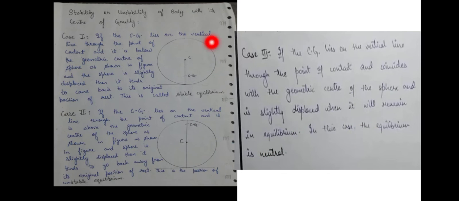Like in this sphere, when the center of gravity is below the geometrical center, it is stable equilibrium. And when the center of gravity is above the geometric center of the sphere, then it is unstable. And if the center of gravity and the geometrical center of the sphere coincide, then it is neutral equilibrium.